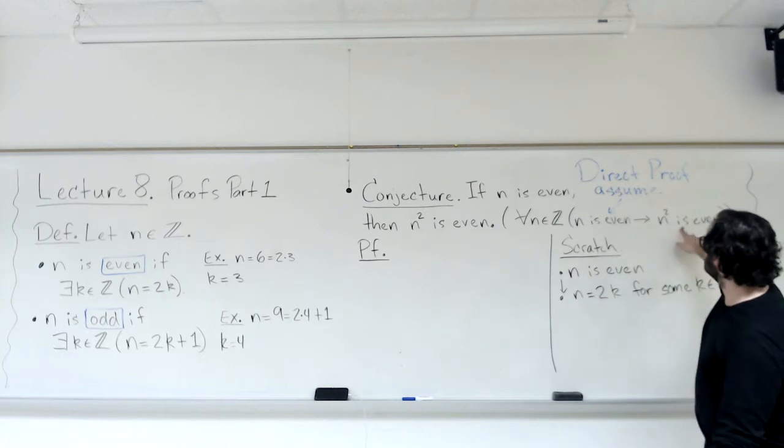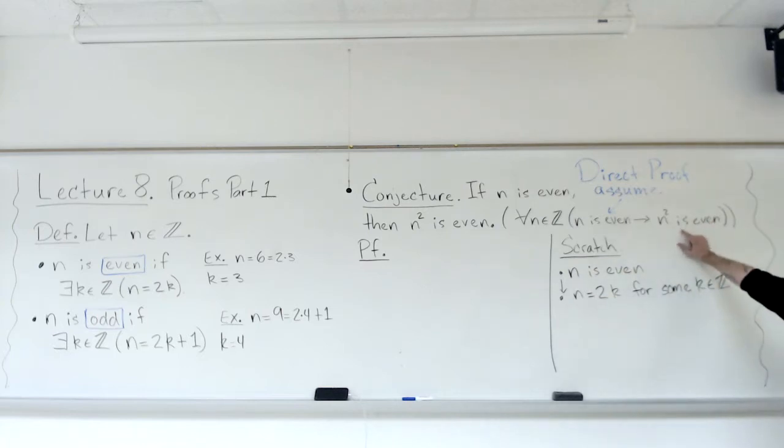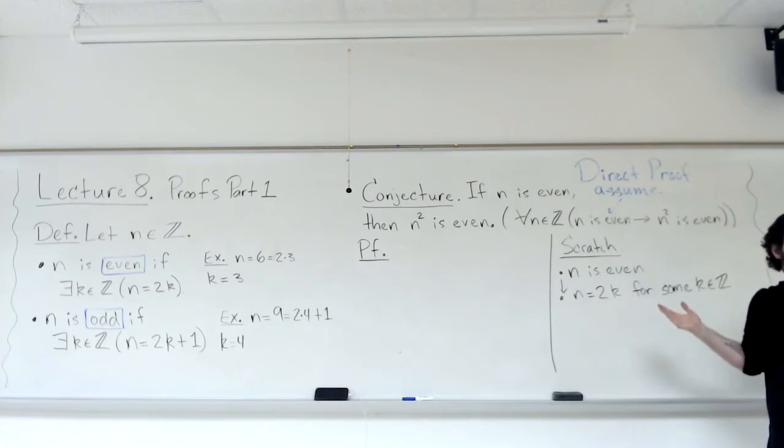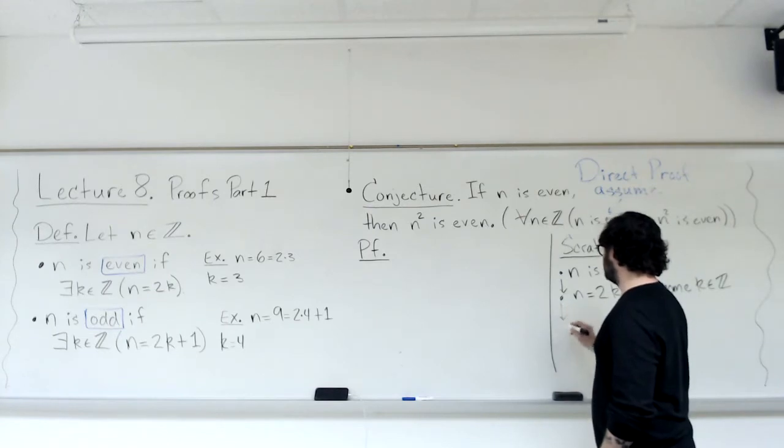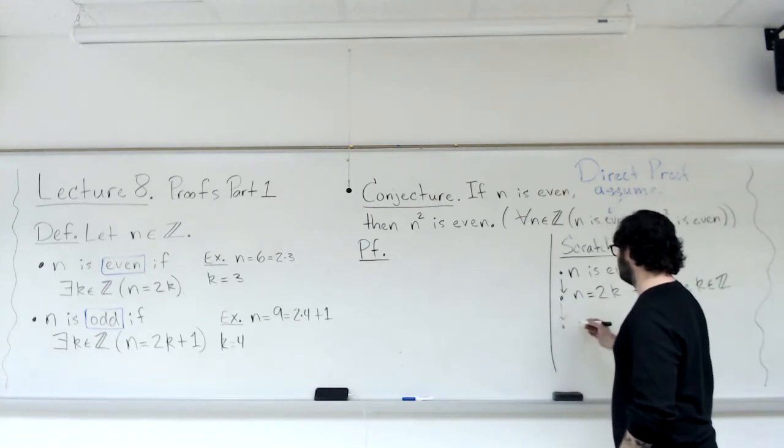Now we need to look at the conclusion and think about what we're trying to do. We're trying to show that the square of that thing is even, right? So let's go ahead and square that and see what happens. Maybe we can make it look even, right? So if n is equal to 2k, that means that what?